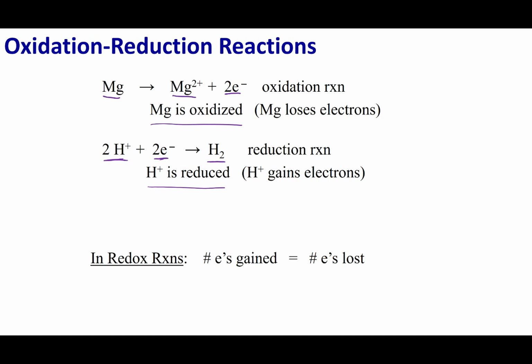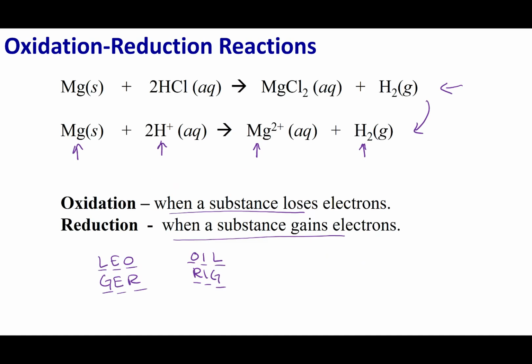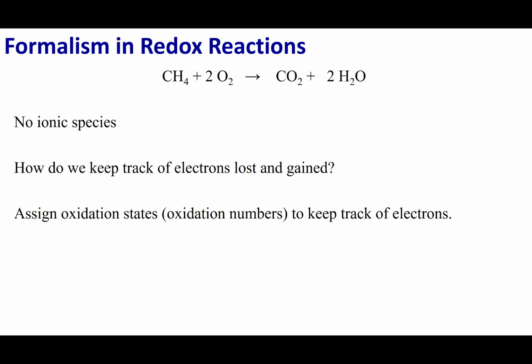Now, in redox reactions, when we balance them, what we will find is the number of electrons gained is going to equal the number of electrons lost. When I look at these reactions, it's really easy to see that electrons are lost and gained because things become charged or uncharged, or they change charges. However, in chemistry, this reaction here is considered an oxidation reaction.